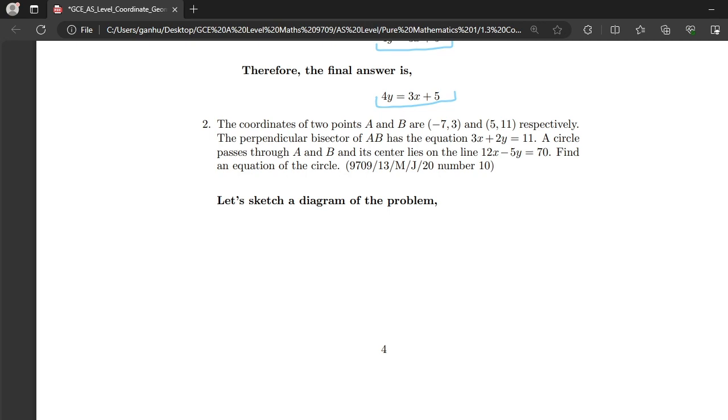The coordinates of 2 points A and B are (-7, 3) and (5, 11) respectively. The perpendicular bisector of AB has the equation 3x plus 2y equals 11. A circle passes through A and B, and its center lies on the line 12x minus 5y equals 70. Find an equation of the circle.